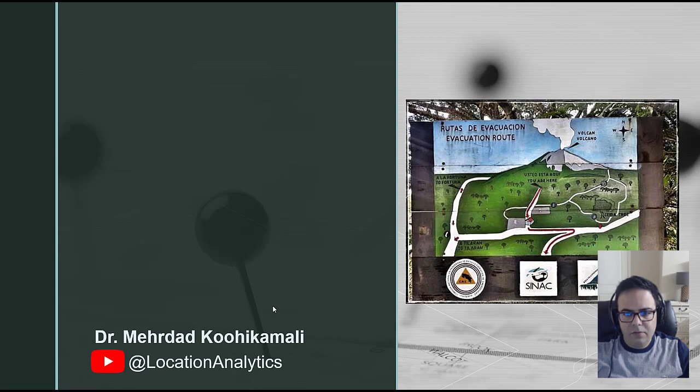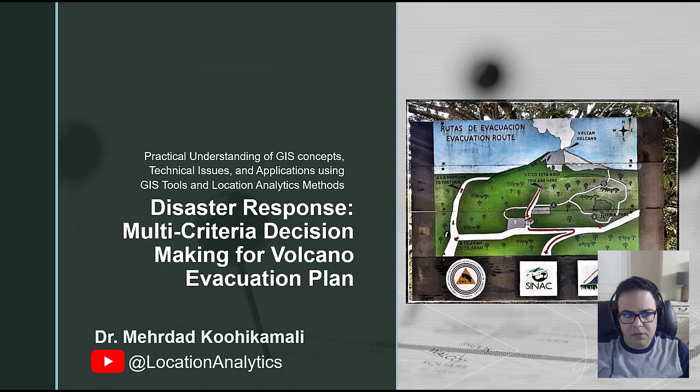In this video, we are going to briefly discuss how we can use GIS to help us make a better decision regarding the evacuation plan for a specific volcano event. This is usually known as a multi-criteria decision-making process that GIS helps to make better and more effective decisions.